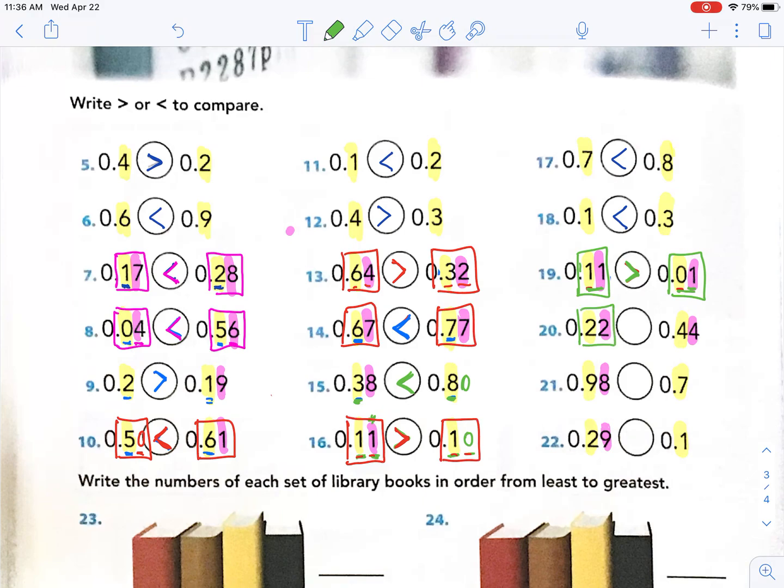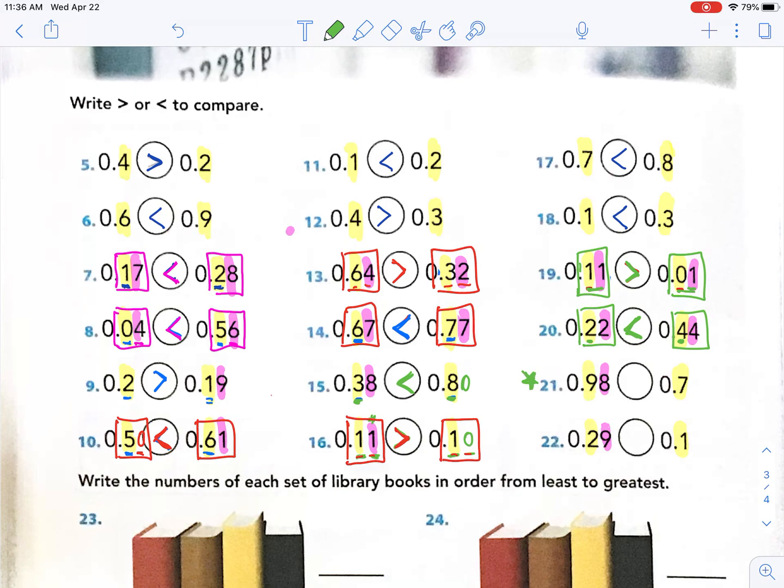To prove my point, here we go. Let's just look at the whole hundredths. What's more, 22 hundredths or 44 hundredths? 44 hundredths. Okay. Or I could just have stopped at the tenths. What's more, 2 tenths or 4 tenths? 4 tenths. The answer's the same.